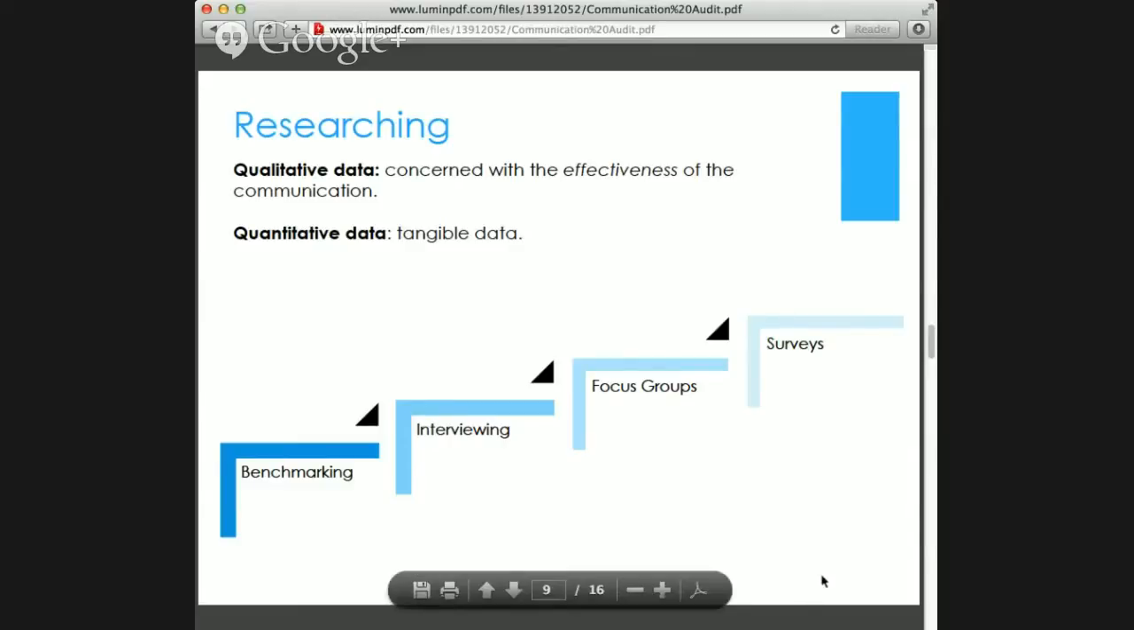Our quantitative data is gathered through surveys. The information gathered through surveys is then turned into quantitative data, or tangible data that can be shown in charts and numbers, and this is really going to give those to whom you're presenting a more concrete idea of the information that you've found. And it's easier to explain that way as well.